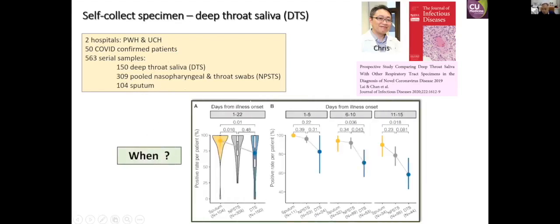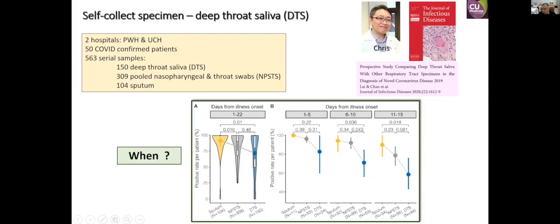Now, the first data I want to show you is in terms of when the patient was sampled after onset of illness. Overall, if we sample them within the first 22 days, you see the sensitivity of these three specimens: the best will be sputum, but not everyone can produce sputum, right? And then followed by the nasopharyngeal swab, and then followed by deep throat saliva.